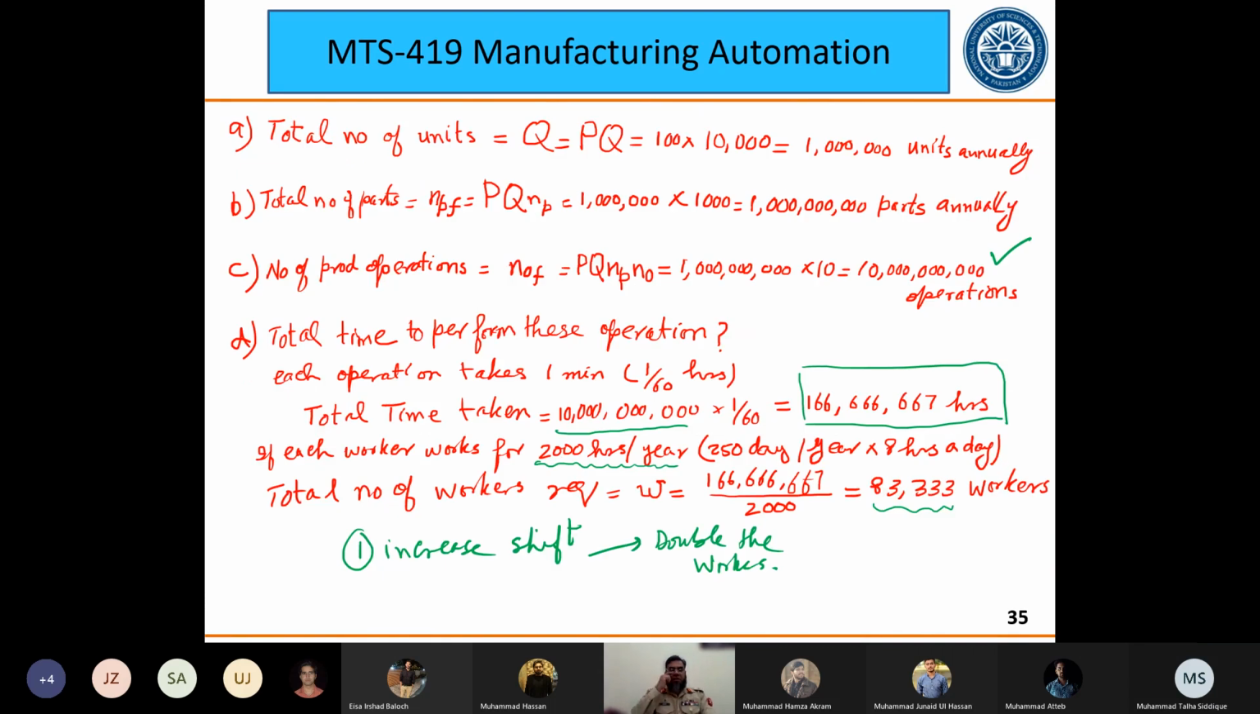सो ये अब वो मैंने आपके सामने यहाँ सारा सॉल्व कर दिया कि नंबर ऑफ यूनिट्स कितने बनेंगे. So this is P into Q. सो ये मैंने इसको मल्टीप्लाई कर दिया. टोटल नंबर ऑफ पार्ट्स कितने हैं, इसी PQ के साथ NP को मल्टीप्लाई कर दिया तो टोटल नंबर ऑफ पार्ट्स आ गए. टोटल नंबर ऑफ ऑपरेशन, सो PQ NP को NO से मल्टीप्लाई कर दिया तो टोटल नंबर ऑफ ऑपरेशन आ गए. Total time to perform these operations, so each operation takes 1 minute, so it is 1/60 hours. So total time taken, ये इन ऑपरेशंस को कैरी आउट करने के लिए, टोटल टाइम टेकन इज these many hours.